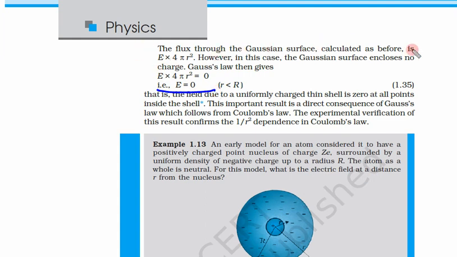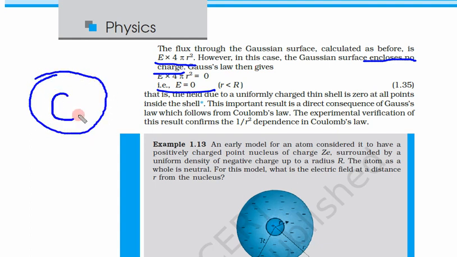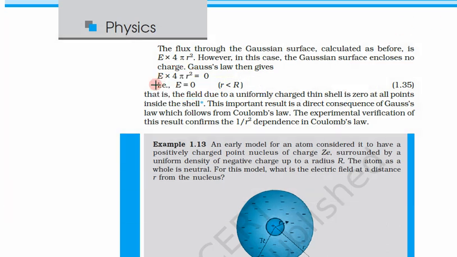The flux through the Gaussian surface is calculated as before. However, in this case, the Gaussian surface encloses no charge because the charged shell was outside and the Gaussian surface was inside. So there was no charge inside this Gaussian surface. Q is simply equal to 0, that means the electric field is 0. So now we have seen that the field inside a spherical shell is 0.